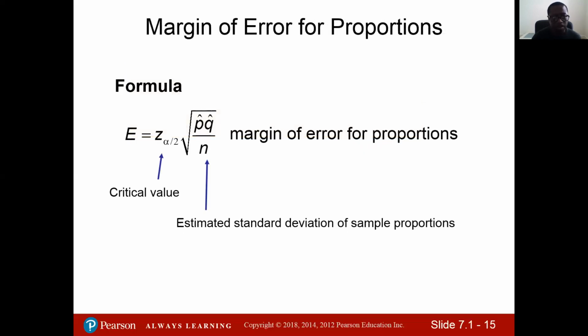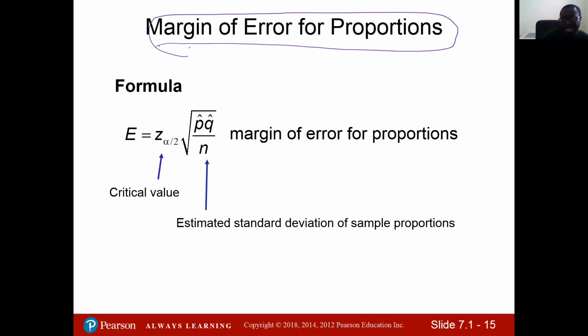Okay. Now, we also need to talk about the margin of error. Because if I'm going to find the point estimate or the confidence interval for proportions, the margin of error is denoted by the letter E, and is given by Z alpha by 2 times the square root of P hat times Q hat divided by N.